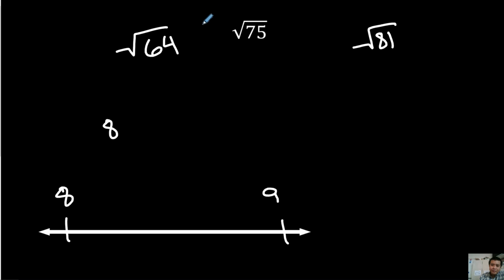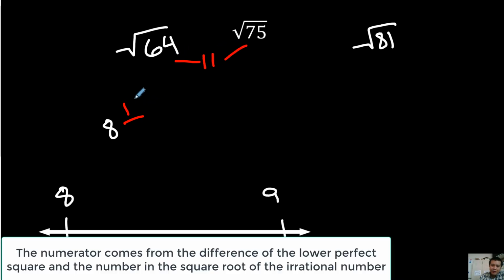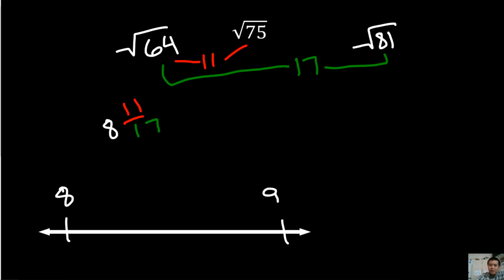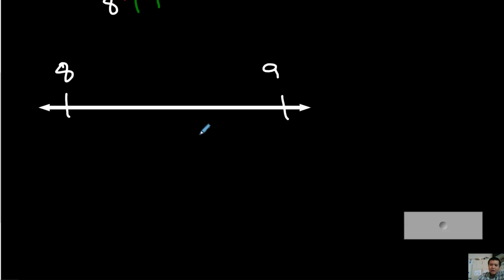So let's try to find out what fraction we're going to have. The difference between the smaller square root and the square root that we are trying to find, like we said, is 11. So we're going to write 11 for our numerator. And our denominator is going to come from the difference between the bigger square root and the smaller square root, and that difference is 17. Oof. Dividing by 17, not such a friendly number. We don't have any easy tricks with this because 17 is not a factor of 10. So let's do some long division.